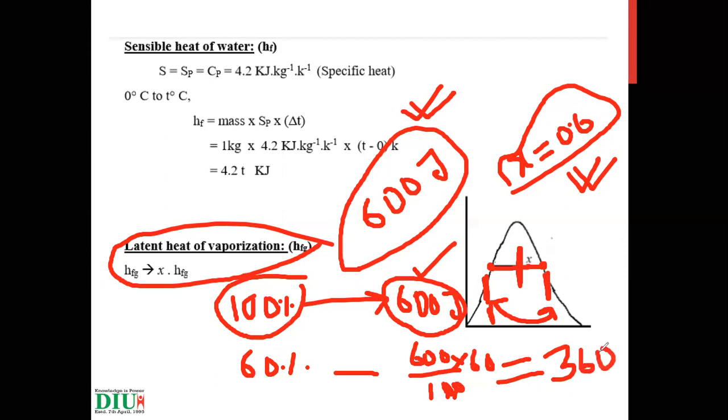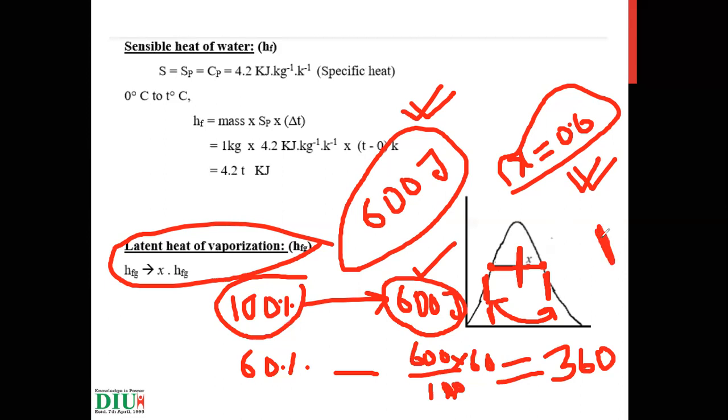360 joule. So that's why the latent heat depends on the dryness fraction. Whatever the total latent heat is, we will see what the dryness fraction is. If the dryness fraction is 0.6, we multiply by 0.6. If the dryness fraction is 0.7, we multiply by 0.7. See, when the dryness fraction is 1, my student, what does it mean?